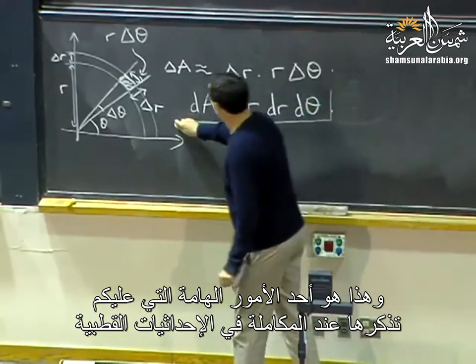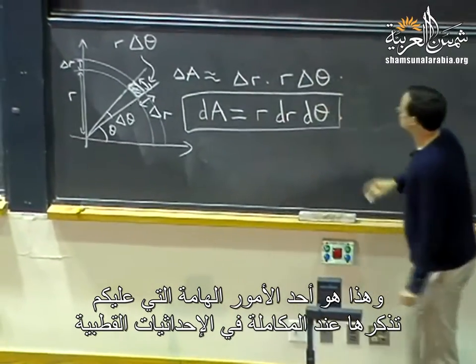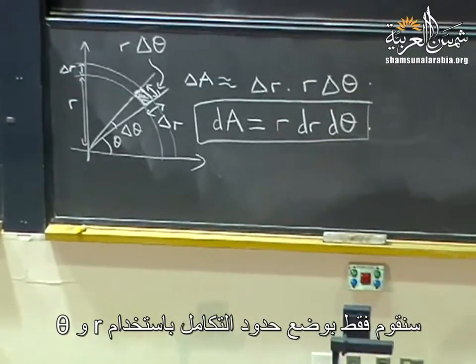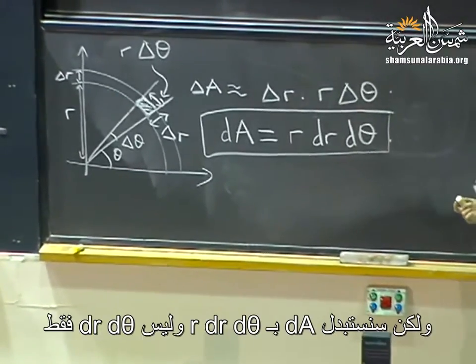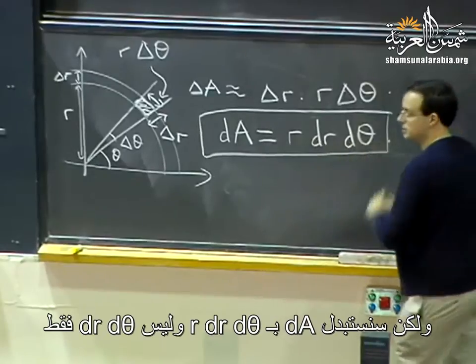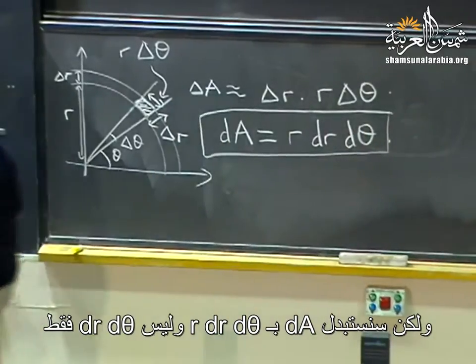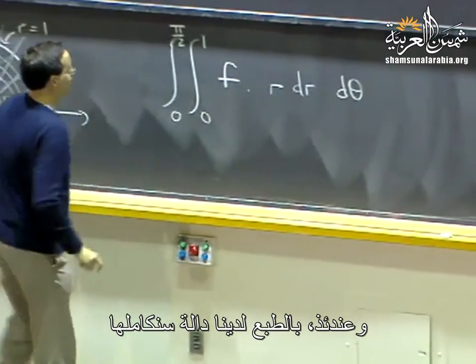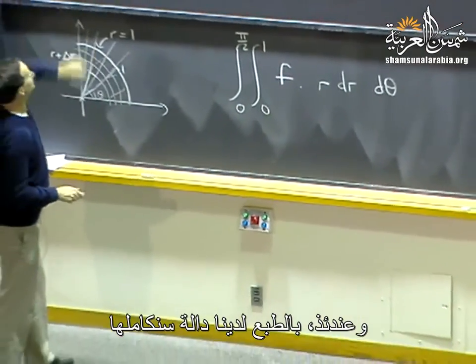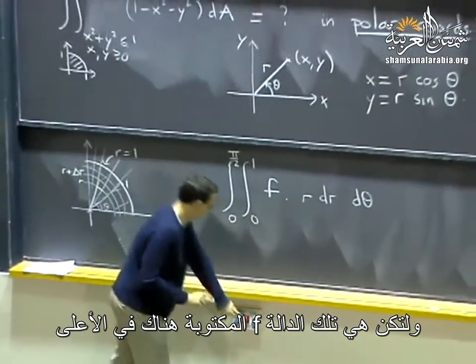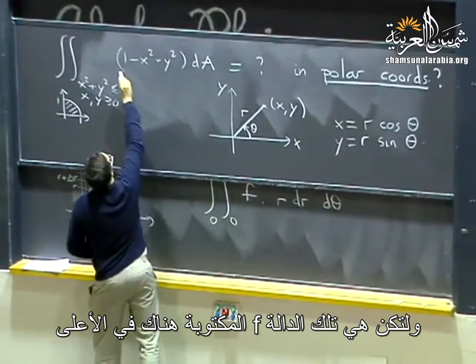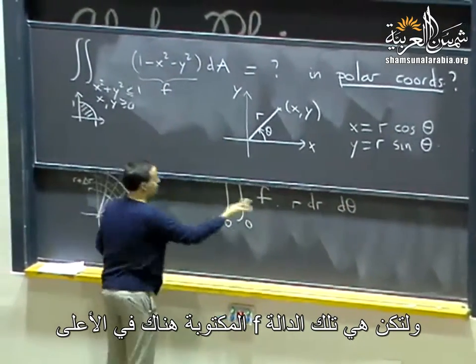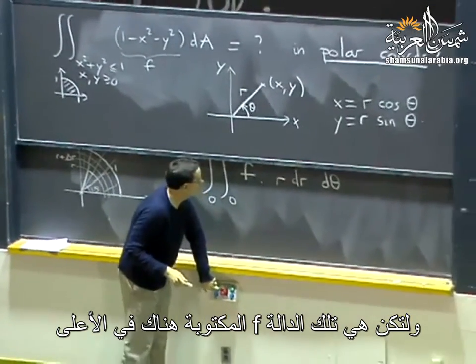When you integrate in polar coordinates, you just set up your bounds in terms of r and theta, but you replace dA by r dr d theta, not just dr d theta. And then, of course, we have some function that we're integrating. Let's say that I called that thing f. Then it's the same f that I put up here.